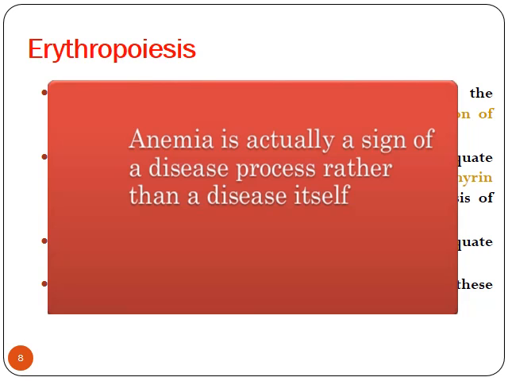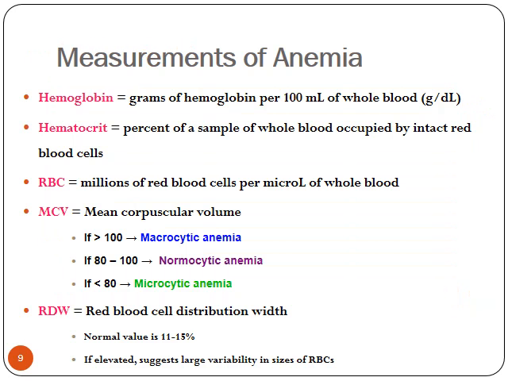Anemia actually is a sign of a disease process rather than a disease itself. So, how do we measure anemia? As you have already known, we measure the hemoglobin per 100 milliliters of whole blood. Then we measure the hematocrit, which is the percent of a sample of whole blood occupied by intact red cells. Then also the RBC count in million cells per microliter of whole blood.